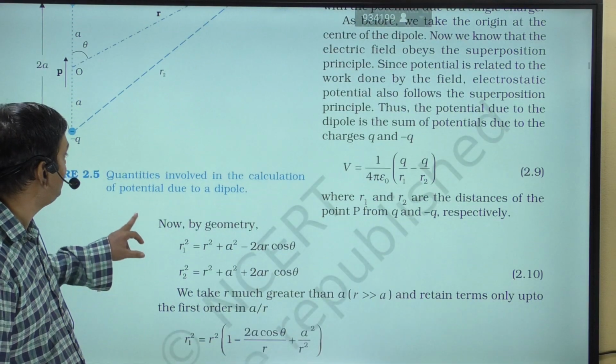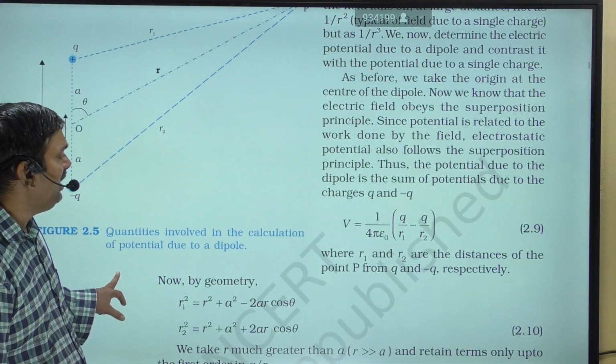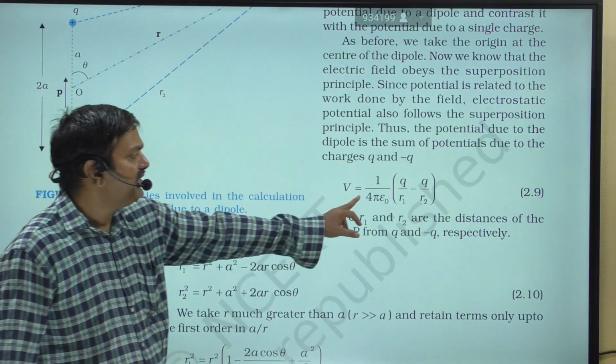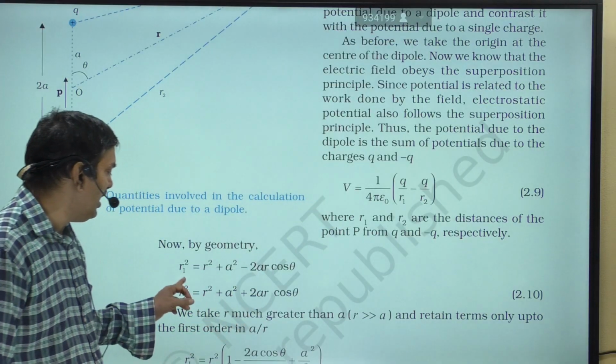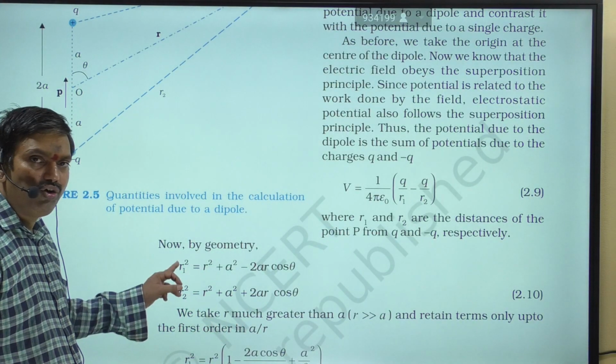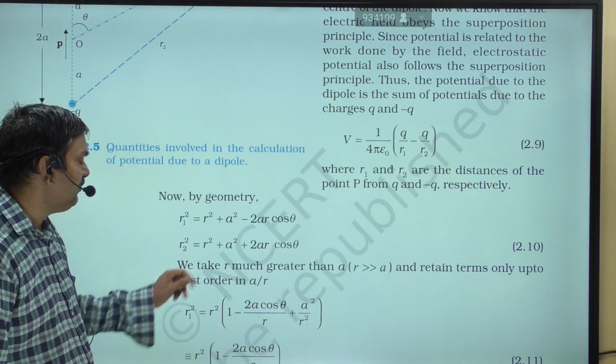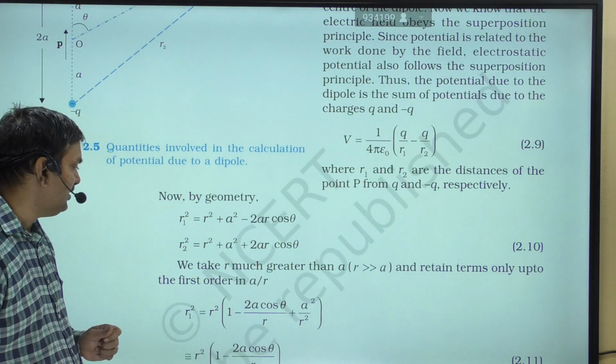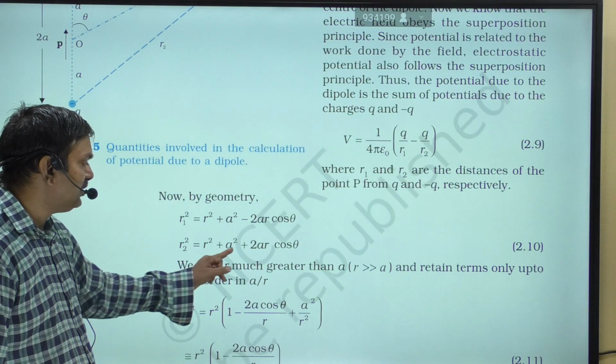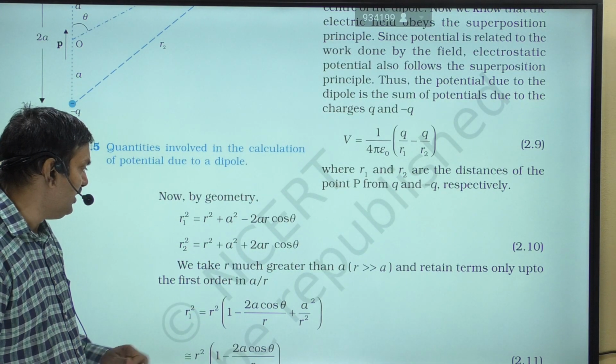Now basic thing is, we need to get basically what we have to get. Because this is the total sum of the potentials, obviously what I need are these two expressions. So r1 square is equal to r square plus a square minus 2ar cos theta. r2 square is equal to r square plus a square plus 2ar cos theta.